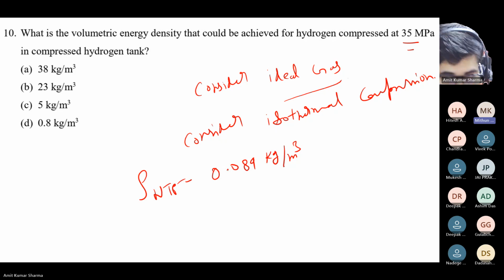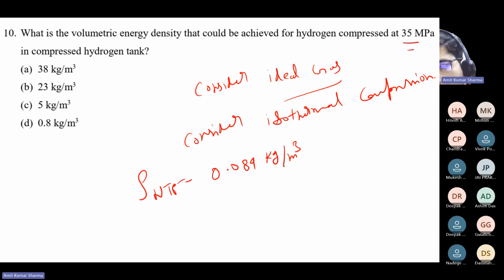Sir, what is the question here? The question is that in the initial question we have given the volumetric energy density that could be achieved for hydrogen compressed at 35 megapascal. So suppose you are having the hydrogen at NTP and you are compressing it to 35 megapascal. Then you need to calculate the density because the density will change. The question did not mention the behavior of gas in the compression, but you know the answer is 23.